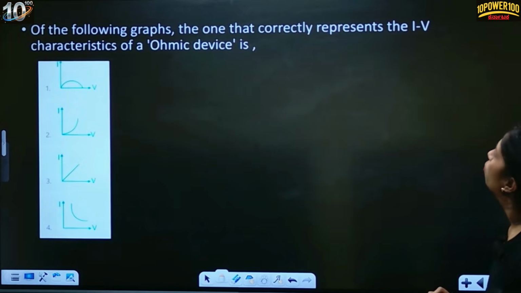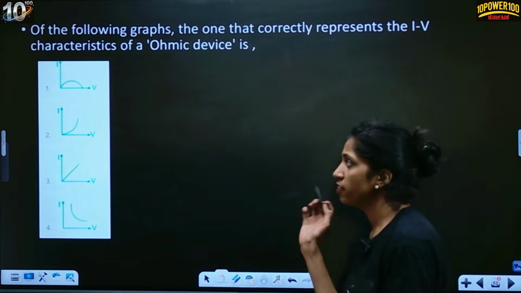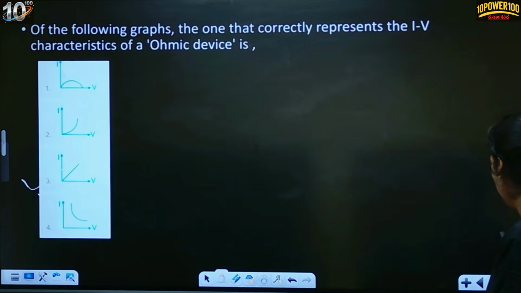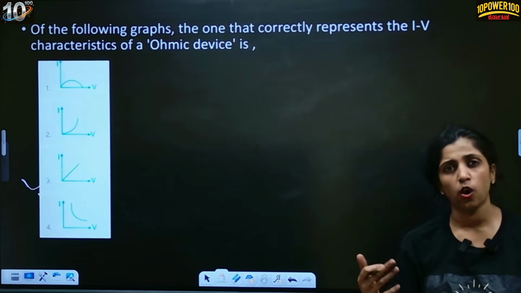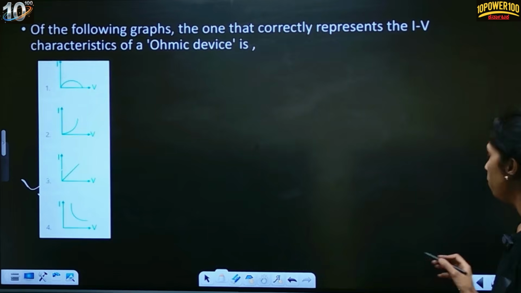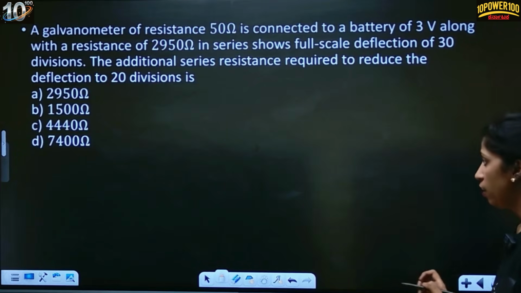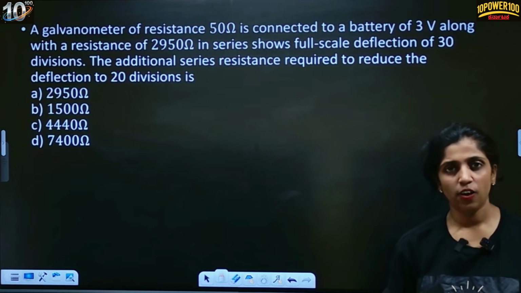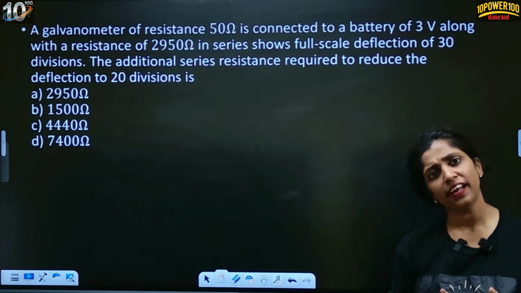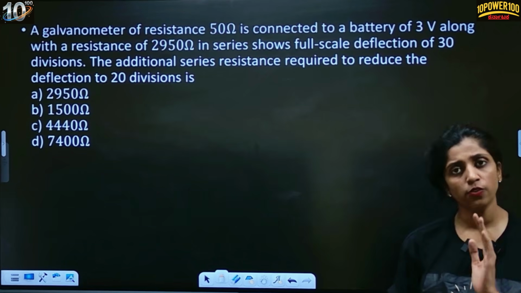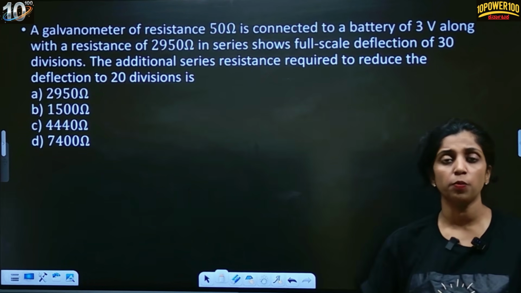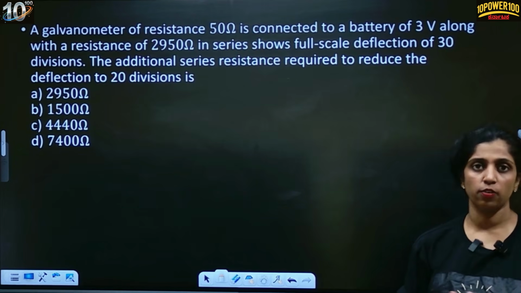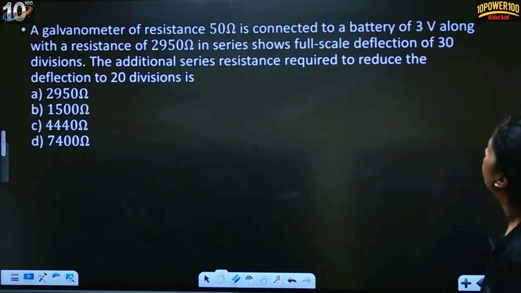Next, out of the following, which will correctly represent Ohm's law? It's such a simple question. Option 3 is the correct answer because we know it's a straight line graph. Previously also we had done 3 different graphs for copper, semiconductors and all. One thing you can observe here: all the questions I've taken from previous year questions are interrelated. If you solve these questions, you will get an idea for the next question, and further questions will be very easy for you. That's the reason it's better to first solve all the previous year questions.